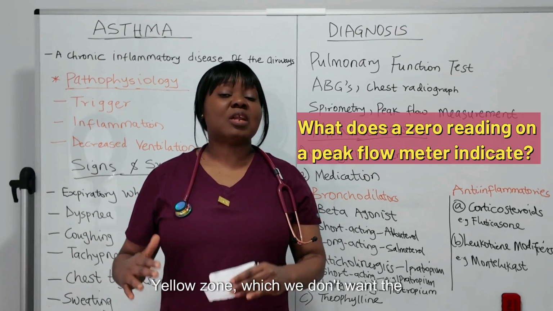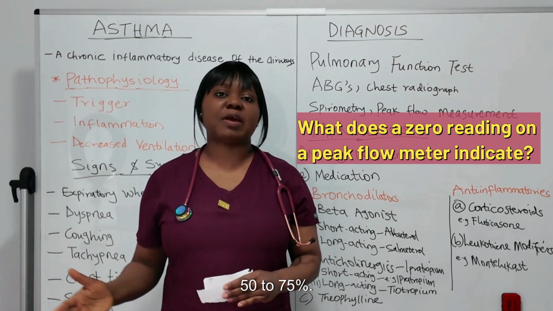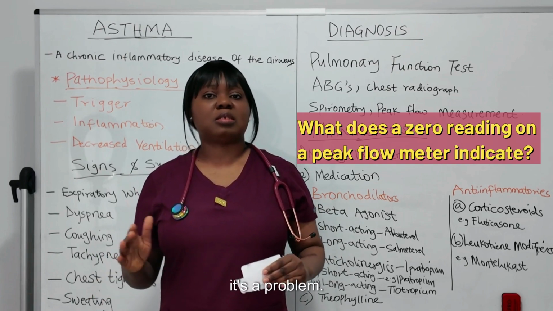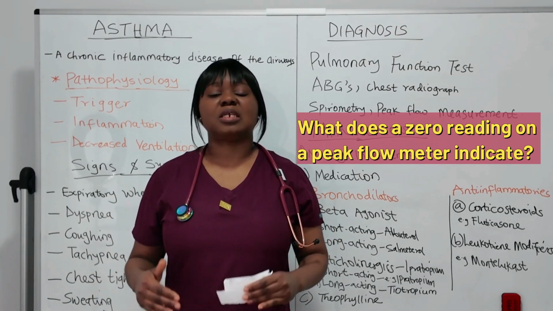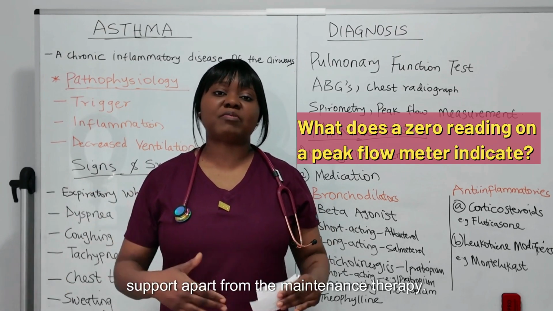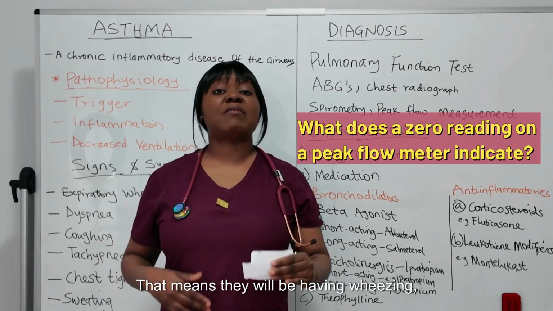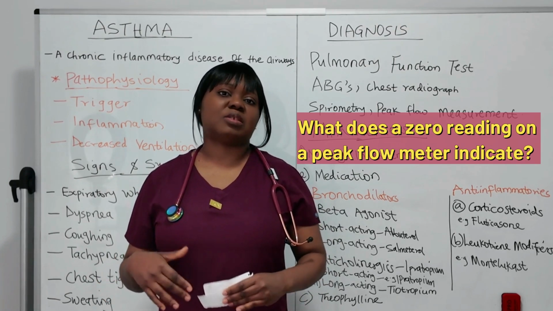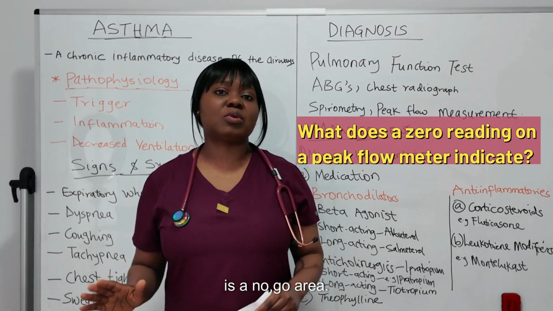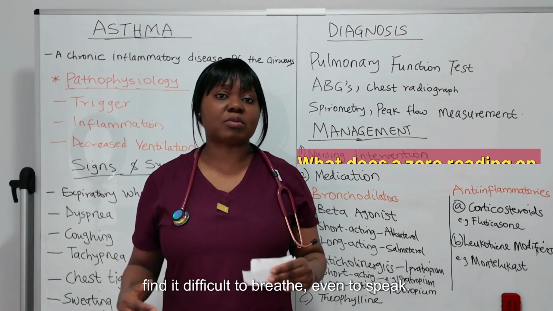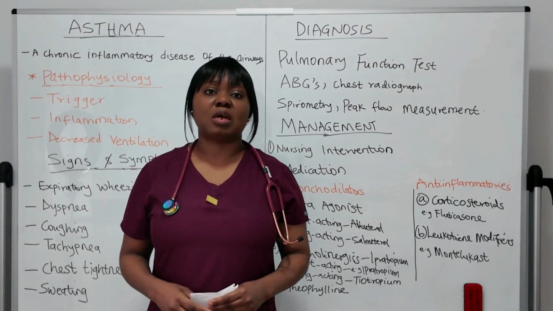Now, the yellow zone, which we don't want the patient to be in, is between about 50 and 75%. If they are in that zone, it's a problem. It shows that their asthma is not well controlled, and that means they will need support. Apart from the maintenance therapy, they will need their short-acting reliever medication. That means they may have wheezing, cough, and chest tightness. So that is the yellow zone. The red zone is a no-go area. If they are in the red zone, they will find it difficult to breathe, even to speak. At that point, they will need medical attention urgently.